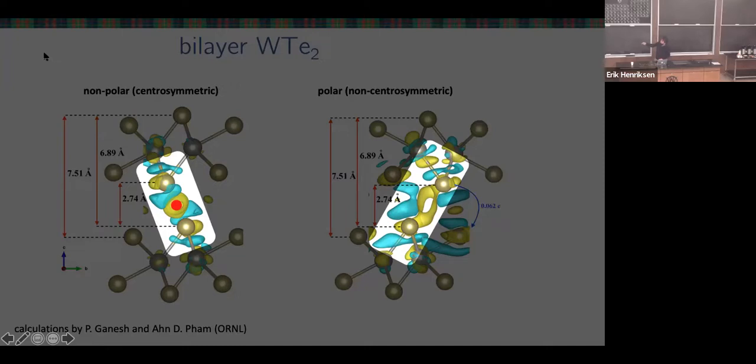You can see that there's an overall deficiency of electrons up here and an overall accumulation of electrons down here, and it actually corresponds to some natural transfer of electrons from the top layer to the bottom layer. Okay, so this is at the root of what the polarization is. You have more charge on average on the bottom than on the top.